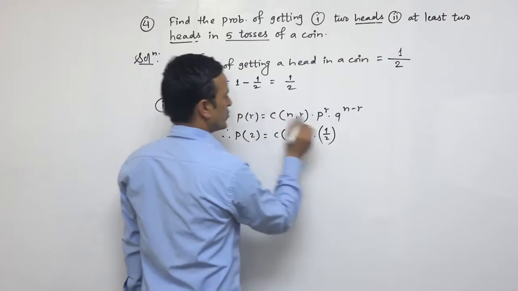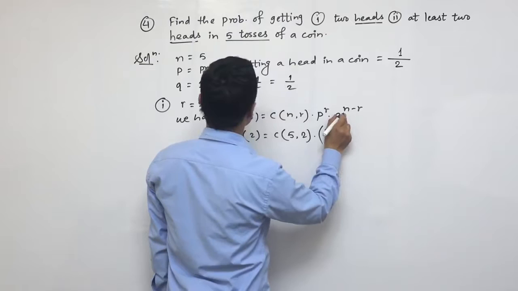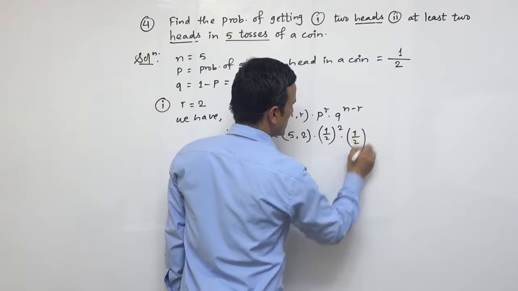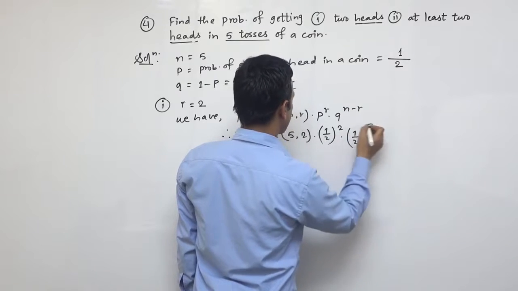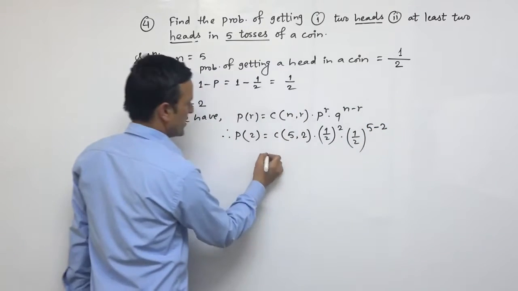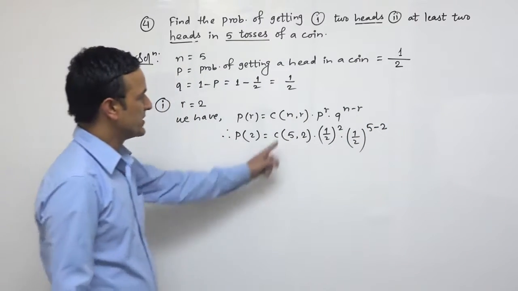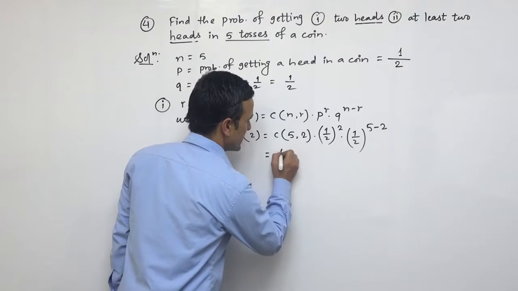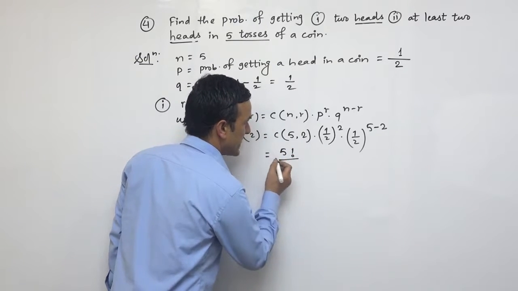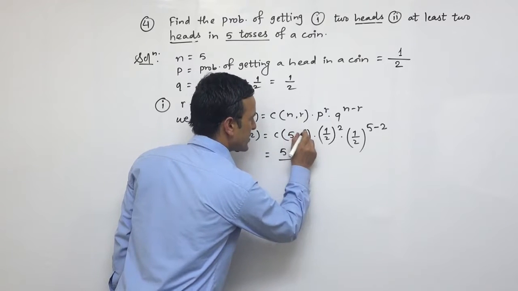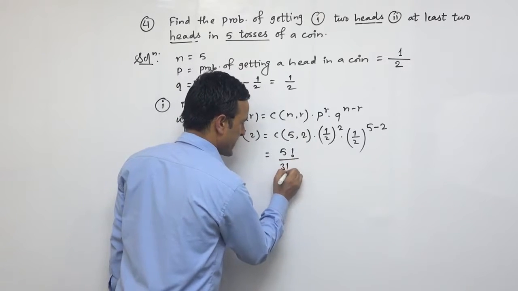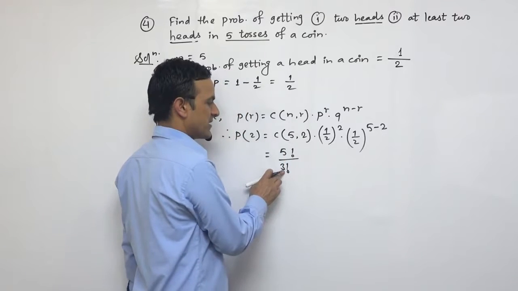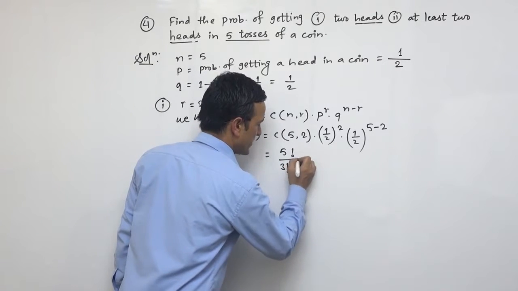R means 2 and Q means 1 upon 2. Then N minus R means 5 minus 2. So substituting all the values in this formula, we get 5 factorial divided by 5 minus 2. N minus R means 5 minus 2, that means 3 factorial, and 2 factorial.